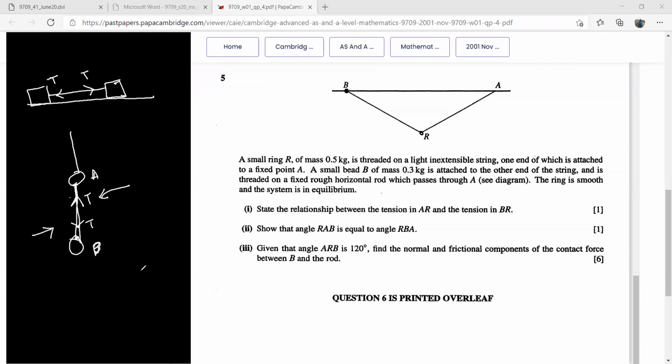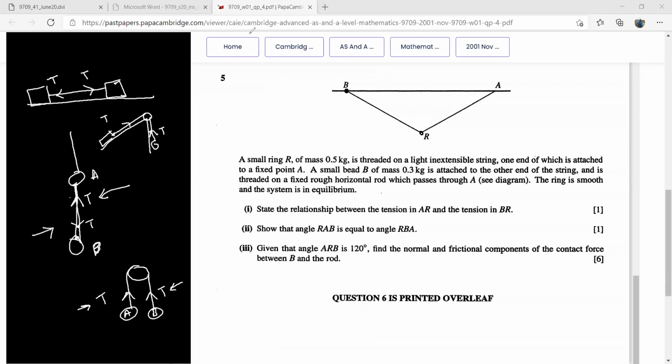And similarly, if you have the situation where the string goes over a pulley, here is a particle A and here is a particle B. Again, you keep the same tension in the string. This tension over here is because of the particle B, and this is because of the particle A. So you have the same string, the tension has to be the same. You can even have another situation where there is a pulley and here is an object, here is another object over here. Again, you will have the same tension.